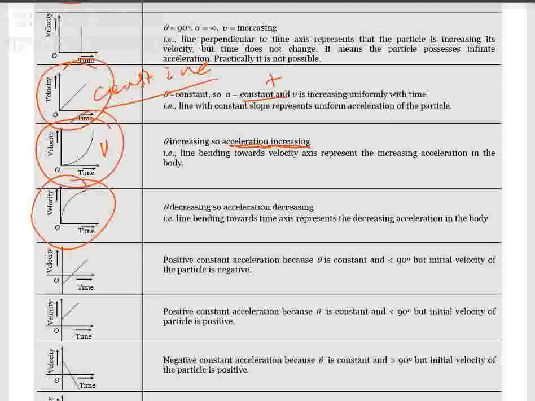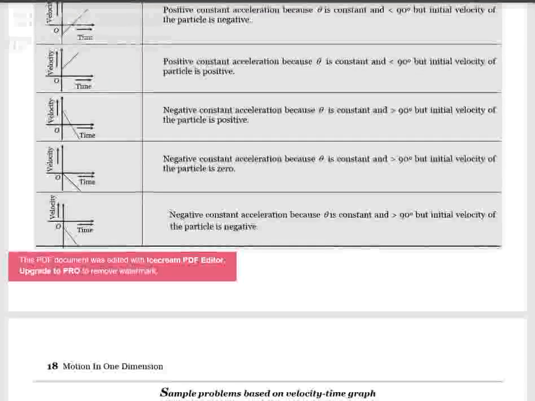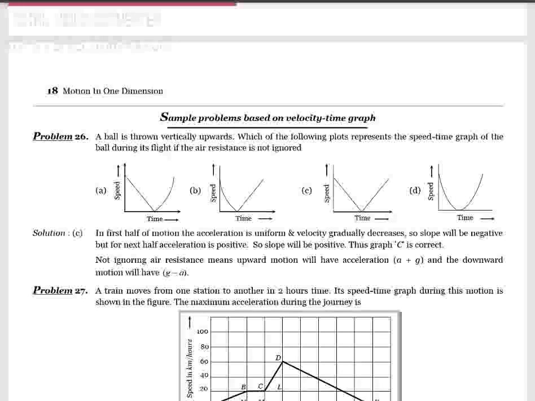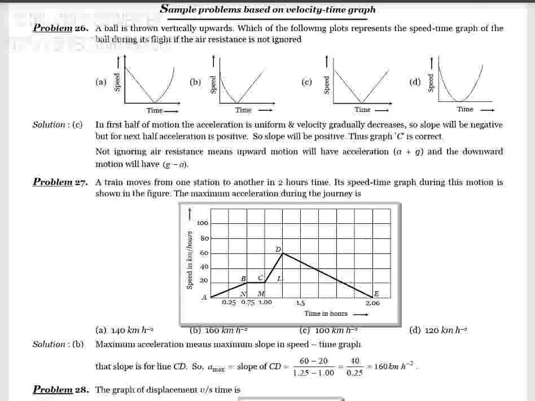And for the fourth, exponential decay. Since it is exponential decay, the velocity is decreasing as well as what? The acceleration is decreasing. This is some description of the graph. We have some problems. Let us see 1 or 2 questions.